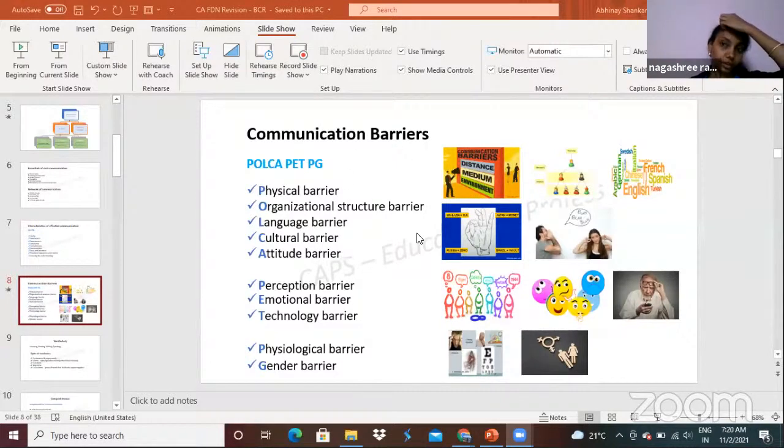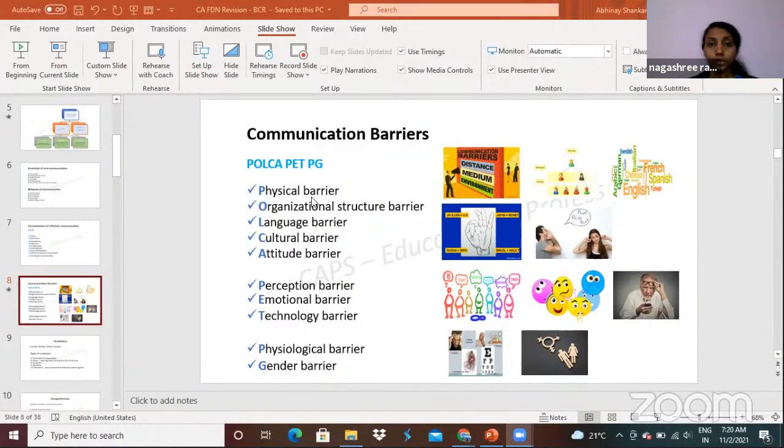Yes, so it's there on the screen, right? Technology. All of you can see my screen? Yes, ma'am. So there is an acronym for this. If you want to remember, all of you have heard of polka dots? Aware of polka dots? The small white dots which you see, they're called polka dots. So you can use the acronym for this as POLKA, PET, PG.